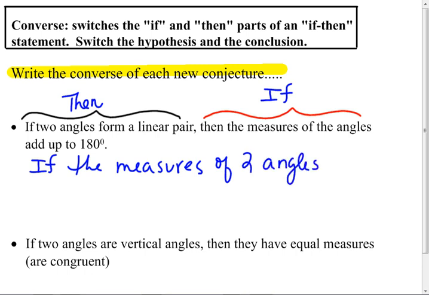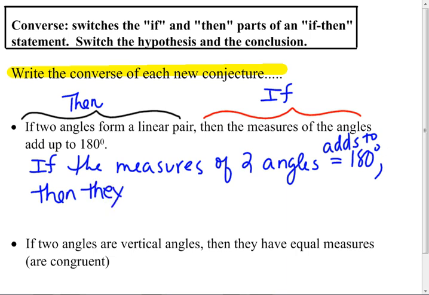After I refer to the two angles, then I can use the word they. If the measure of two angles equals 180, or I can say adds to 180, if I can understand what you're saying, it'll be okay. Then, now I don't have to say the two angles form a linear pair. I could if I want, but now I can use the word they, because it refers back to my two angles. So you have to identify things in your if statement. Then they form a linear pair.